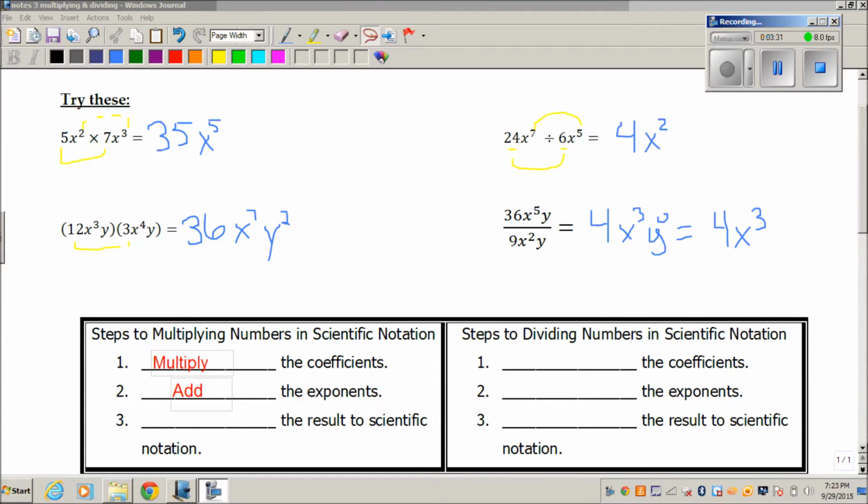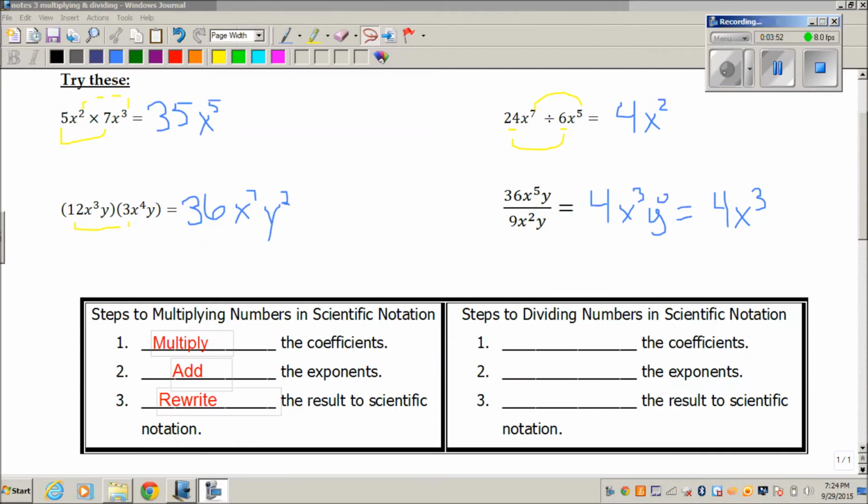Now, once you've multiplied the coefficients and added the exponents, that are the powers of the 10, you need to look at your result. Sometimes your final answer will not be written correctly in scientific notation. The coefficient might be too big or too small, so you might have to rewrite the result to scientific notation. Okay, please be sure to write that into your paper as well.